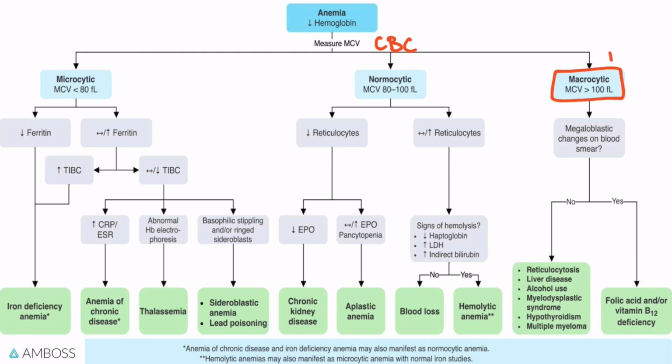Next, we'll want to look at a blood smear. And if the blood smear shows megaloblastic changes, then we think about a folic acid or vitamin B12 deficiency. If there are no megaloblastic changes, then we think about other diseases such as reticulocytosis, liver disease, alcohol use, myelodysplastic syndrome, hypothyroidism, and multiple myeloma.